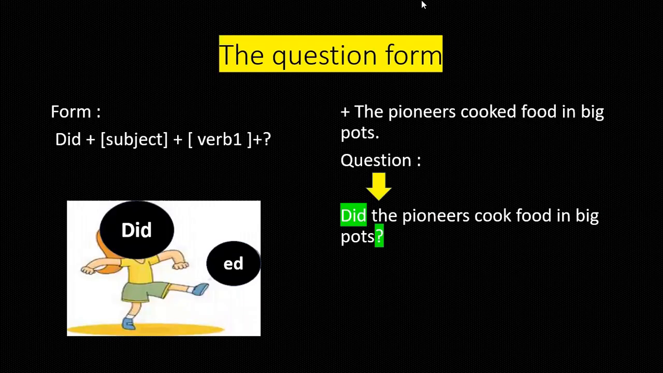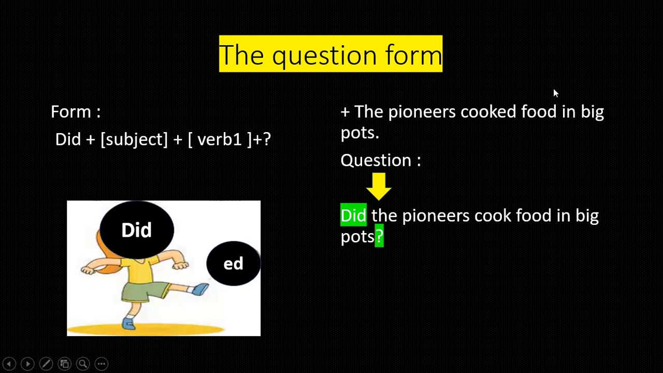As for the question form, we said that we start the question with did, plus subject, plus verb 1. Any subject takes did, okay? So did kicks out the ed from the verb. We can never have did with ed in the same sentence. If did is in the sentence, did kicks the ed out.